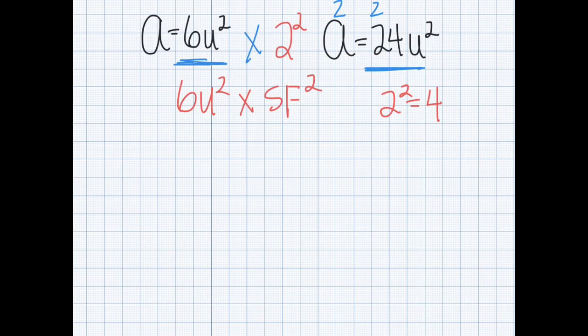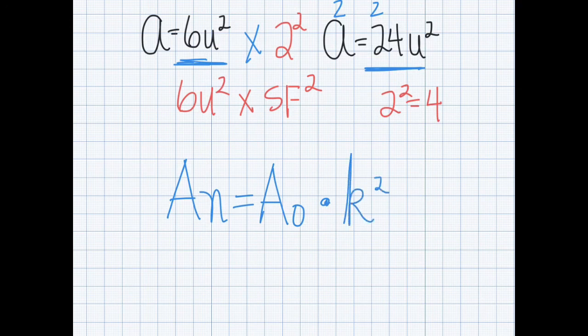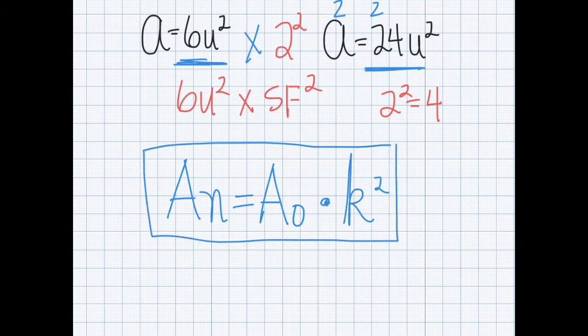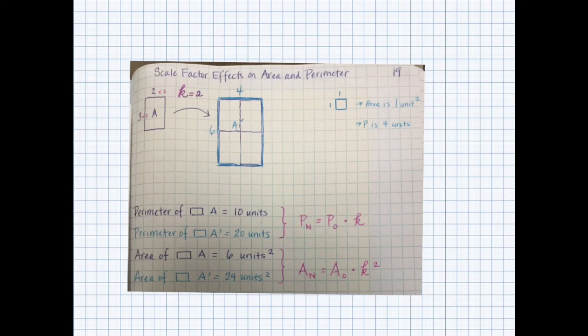And here's how we write this notation. So we're going to say the area of the new can be found by taking the area of the original and multiplying it by the scale factor squared. Make sure that you copy this one down too. Please copy down this cleaner version the way that you see it.